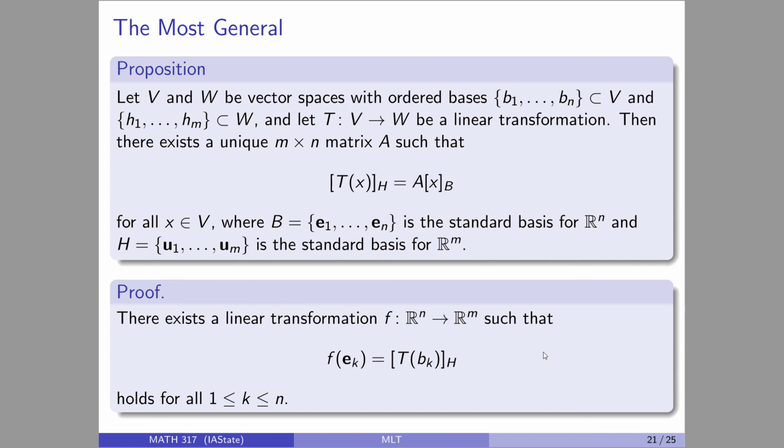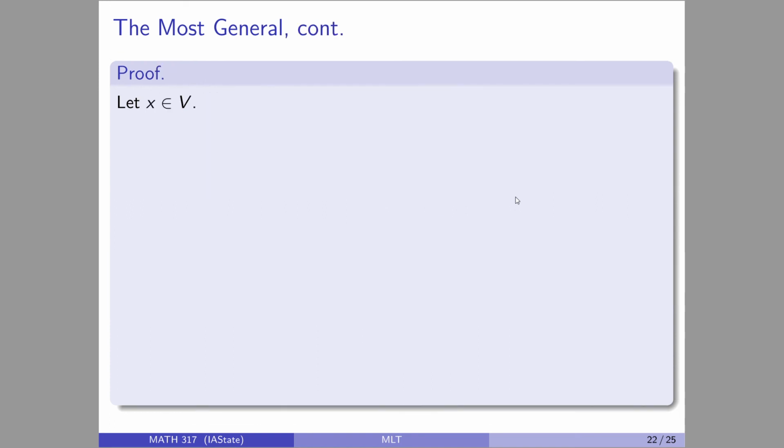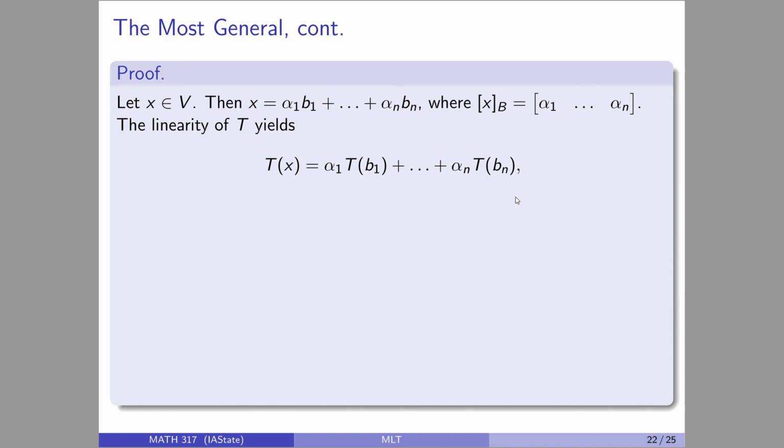Now, that linear transformation has a standard matrix. That matrix is the one we want. Okay, so how do you prove it's the one we want? Well, we want to prove that it satisfies this. So that's what we're going to do. All right, pick something out of V. B1 to Bn is a basis, so I can represent it as a linear combo. And note that the standard coordinate vector for B has A1 to An as its entries.